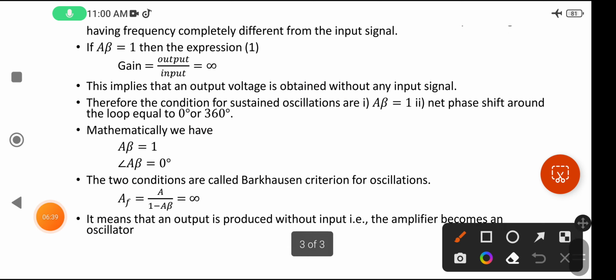It means that output is produced without input, so an amplifier becomes an oscillator. When its gain becomes very high, up to infinity, that amplifier is simply called an oscillator.